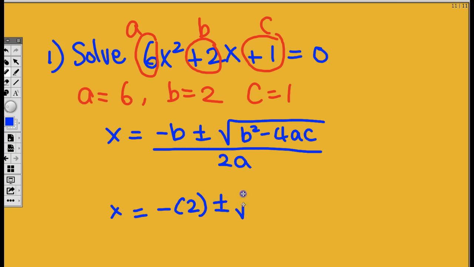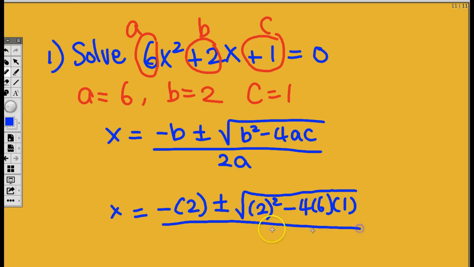I see the square root, I copy the square root. I see the b again, so I put 2 inside the parentheses, and then I see the squared, so I square it. I see the minus, I see the 4, I see the a, so I put 6 in parentheses. Now I see the c, so I put 1 in parentheses. Okay? And then I'm going to put this all over 2 times a, and a is 6. And I put that in parentheses, okay?